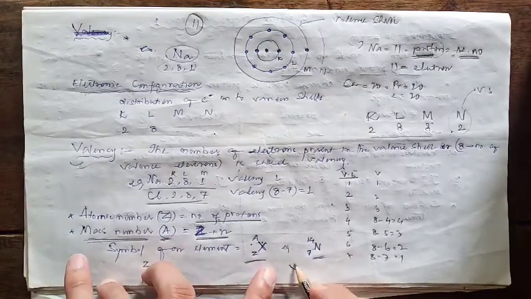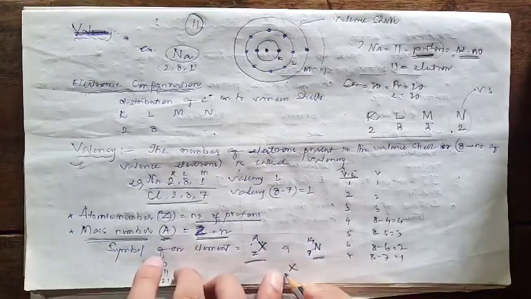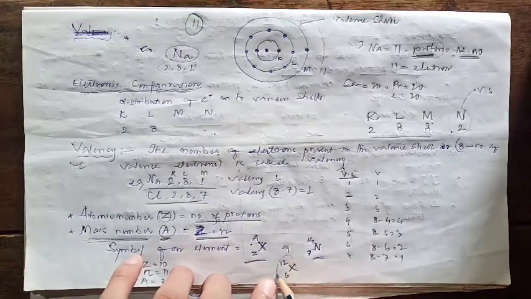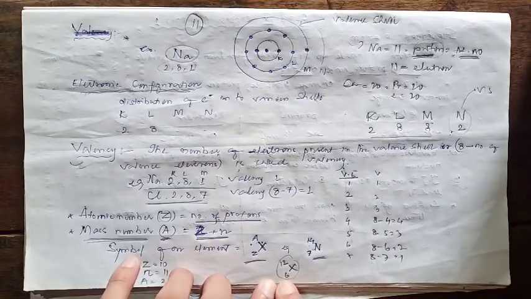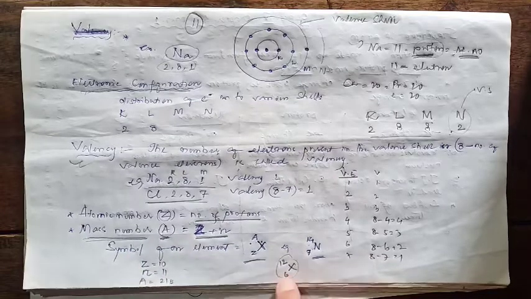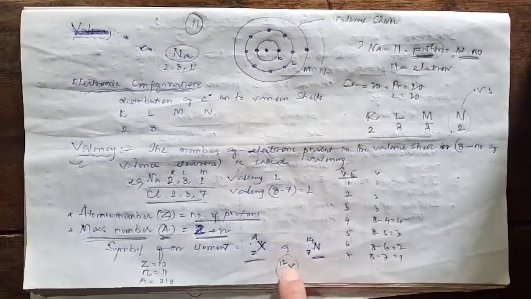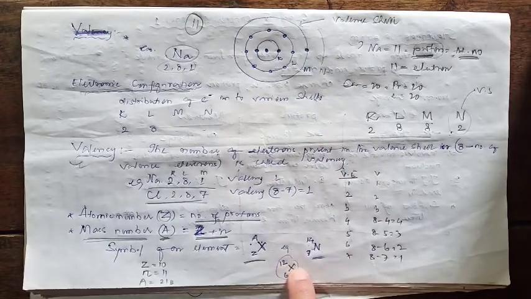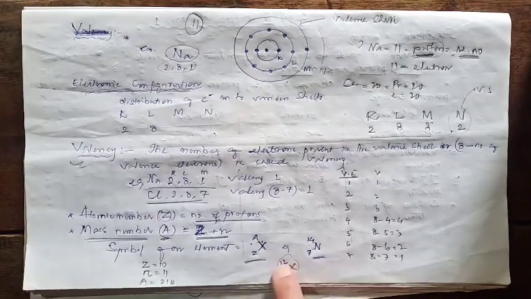Now suppose I give you an element X with 6 here and 12 here. If this symbol is given, you must understand that the number written at the bottom left is the atomic number. So this element has an atomic number of 6, and the number written at the top left is the mass number. So the mass number is 12. So this element has atomic number 6 and mass number 12.